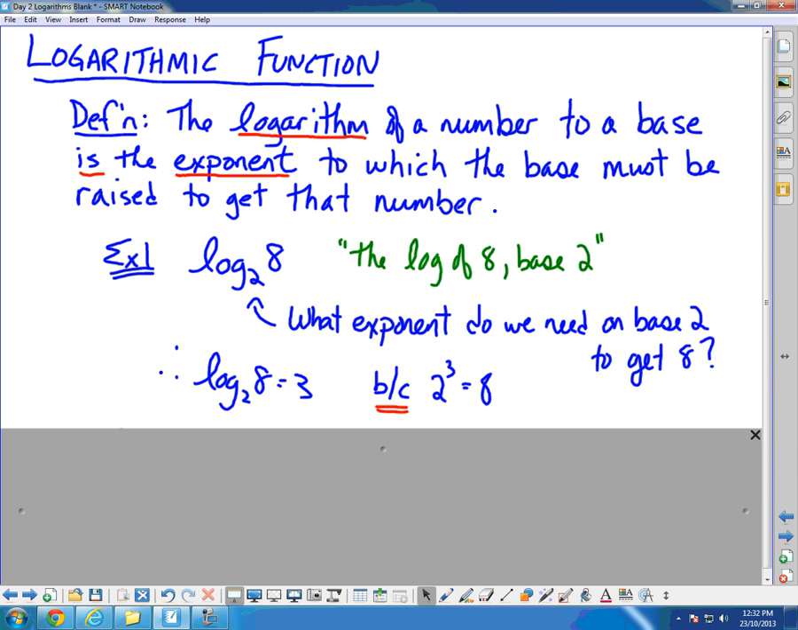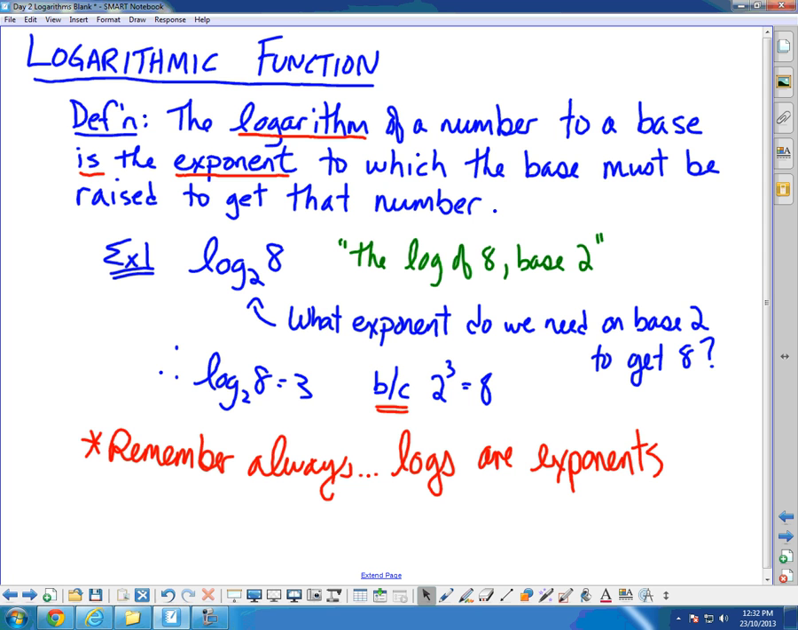What's important to remember is that logs are exponents. It's highlighted in the definition there. Logarithms are exponents. That's a very important thing to remember. I'm going to say it lots and lots and lots in this unit, because the rules that apply for exponents also apply for logarithms. They just look a little bit differently.